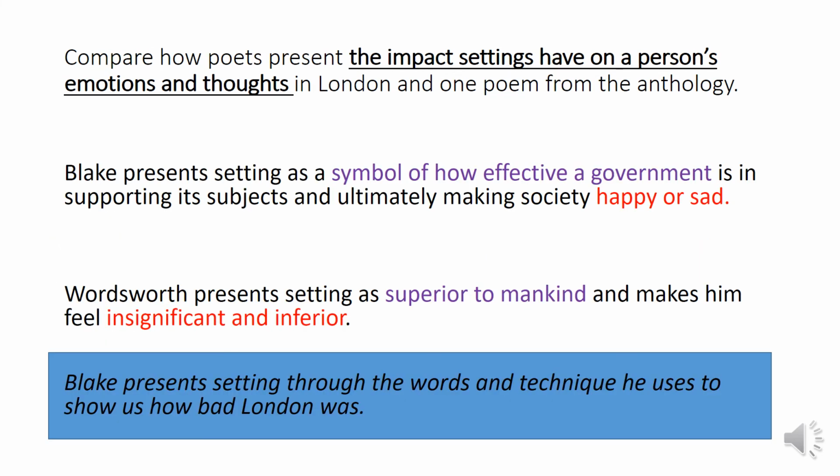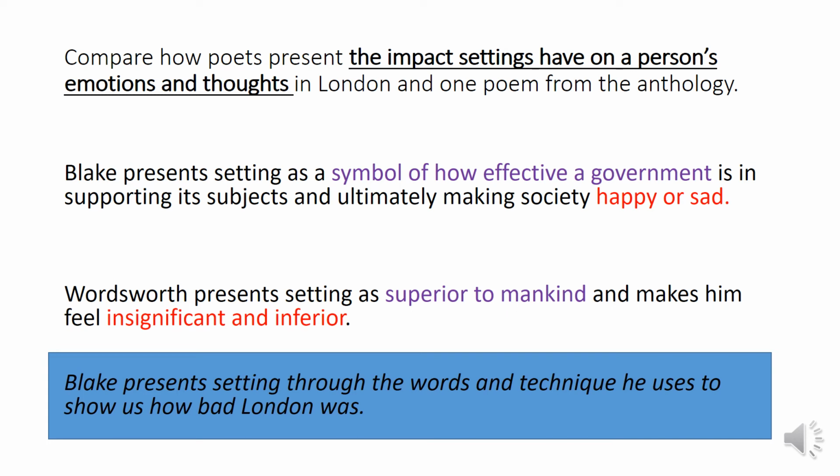Now once you've got those ideas ready, you can start presenting and pulling them all together. So here's just some ideas that I've put together. Blake presents a setting as a symbol of how effective a government is in supporting its subjects and ultimately making society happy or sad. Wordsworth presents setting as superior to mankind and makes him feel insignificant and inferior.